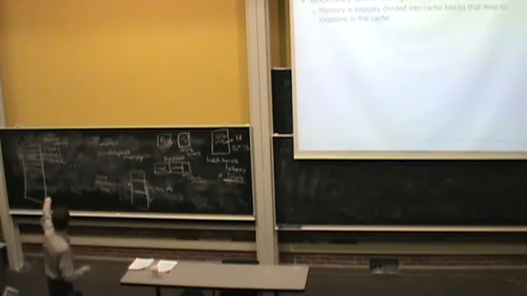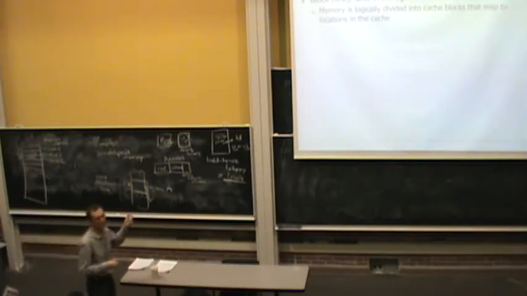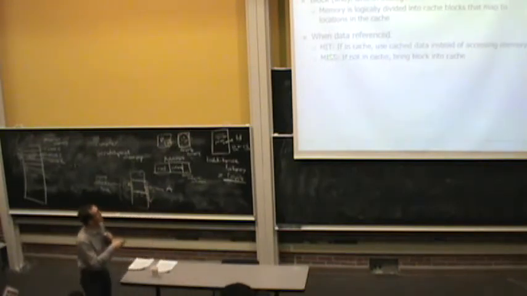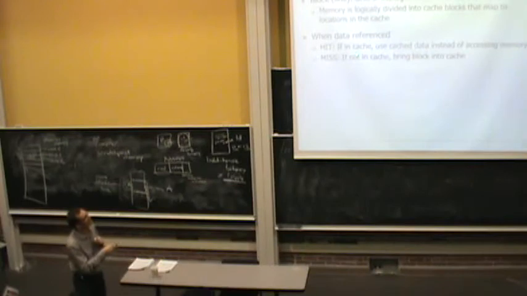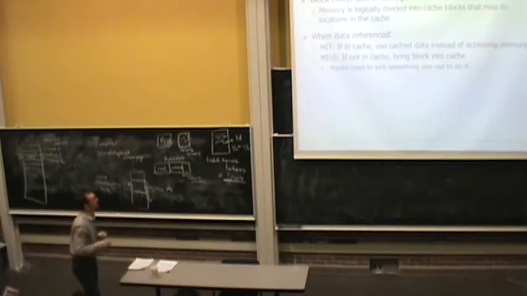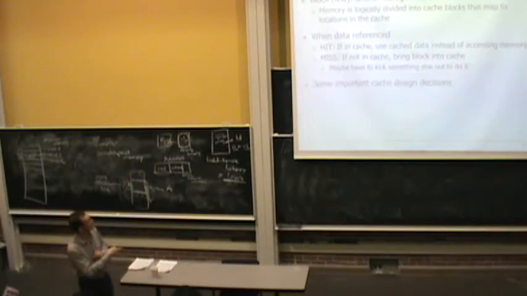As I showed you here, memory is logically divided into cache blocks that map to locations in the cache. When you reference data, you get a hit if the block is in the cache, and you use the cache data instead of accessing memory. When you get a miss, you need to bring the block into the cache, and the entire block is brought in, which means you potentially have to kick something else out to handle this miss.